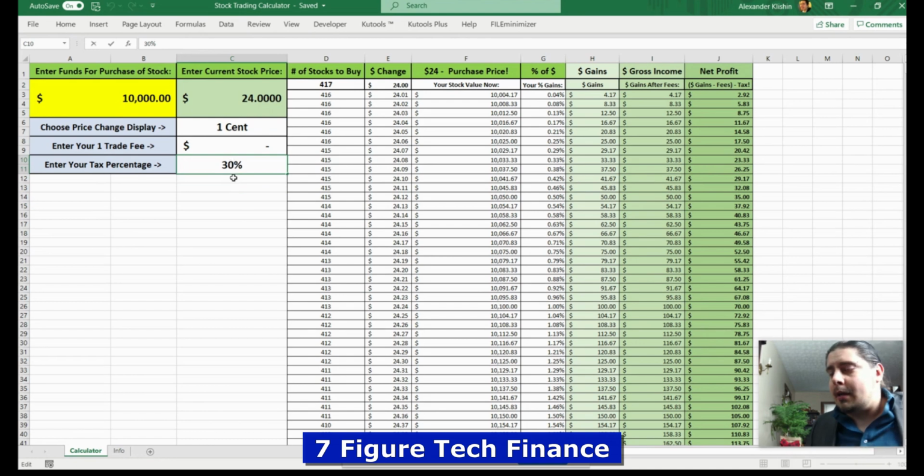You can enter any number here, 35%. This column J shows us net profit. What are we actually making after all the fees, after taxes? This is our net profit column.